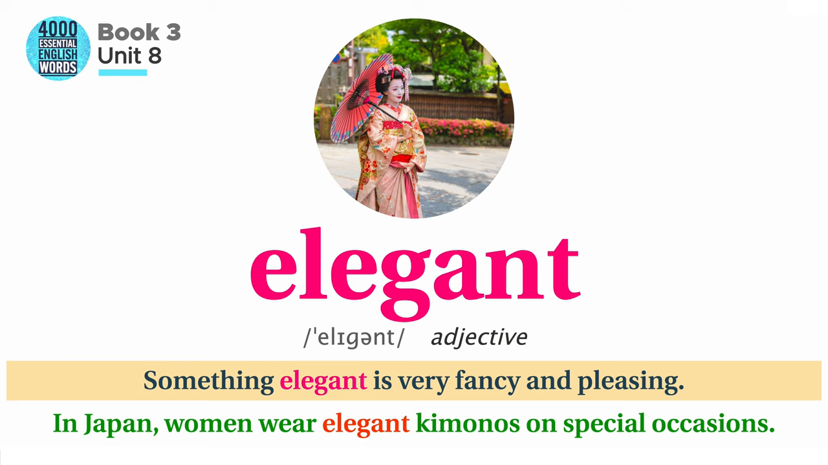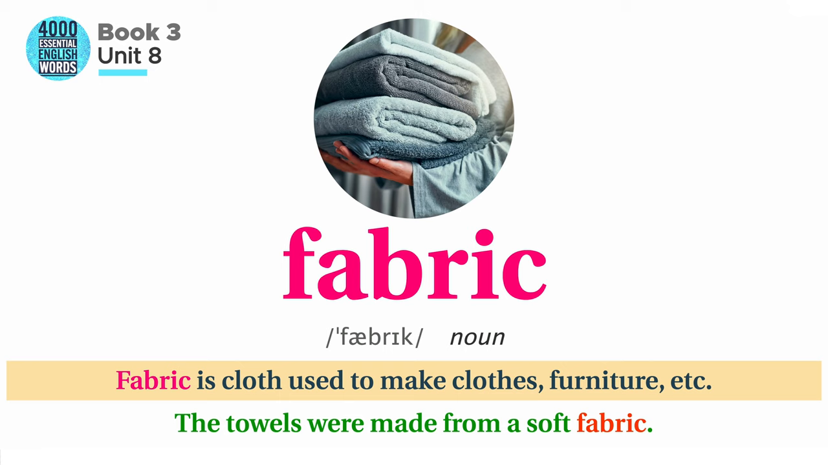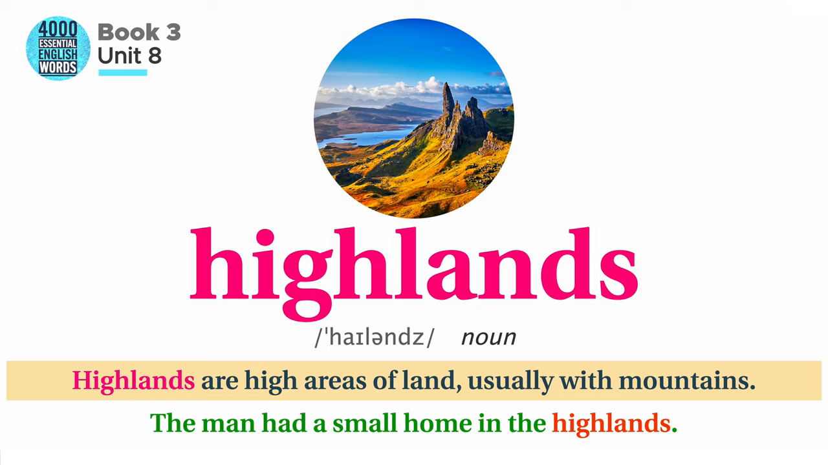Elegant. Something elegant is very fancy and pleasing. In Japan, women wear elegant kimonos on special occasions. Fabric. Fabric is cloth used to make clothes, furniture, etc. The towels were made from a soft fabric. Highlands. Highlands are high areas of land, usually with mountains. The man had a small home in the highlands.